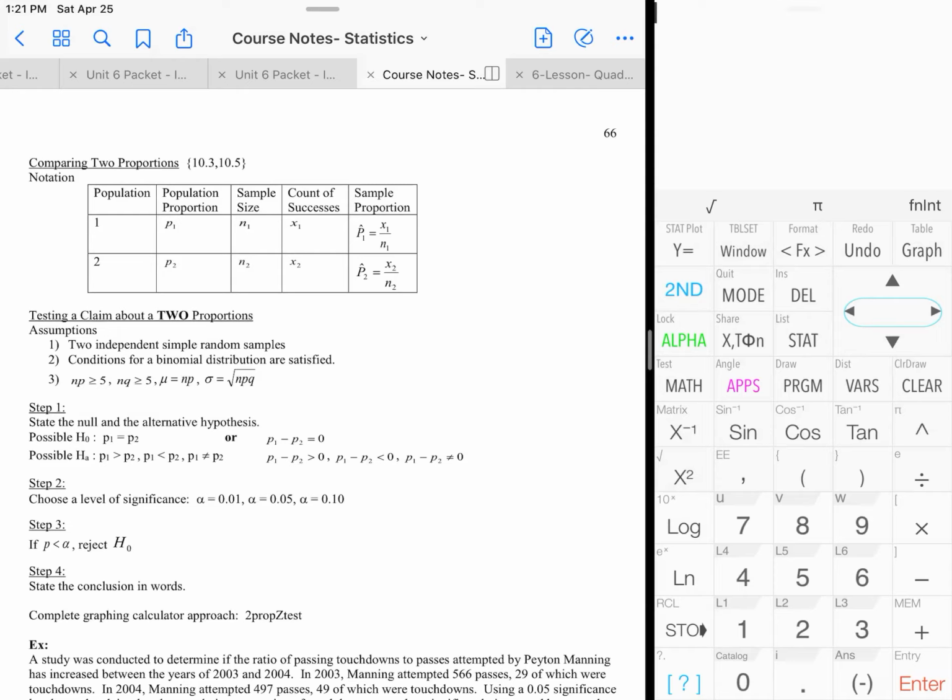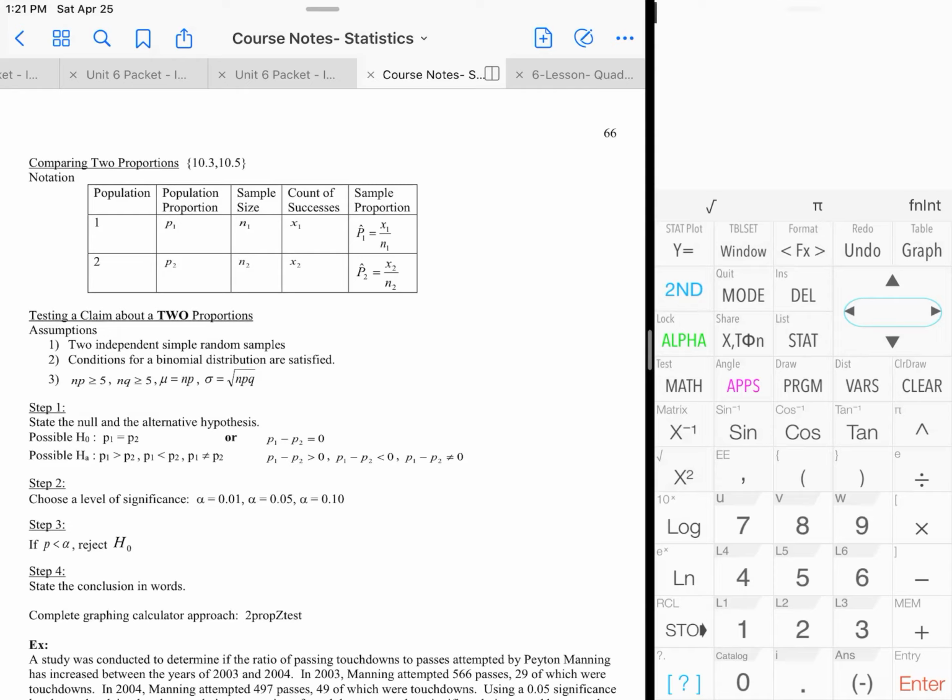Okay, so we're on page 66. We're looking at cases where we're comparing two population proportions. And so basically what we're looking at is what we had before, just with two proportions instead of one. So we're going to have a count and we're going to have a total. So total number of individuals in a set and a number of successes, but two sets.